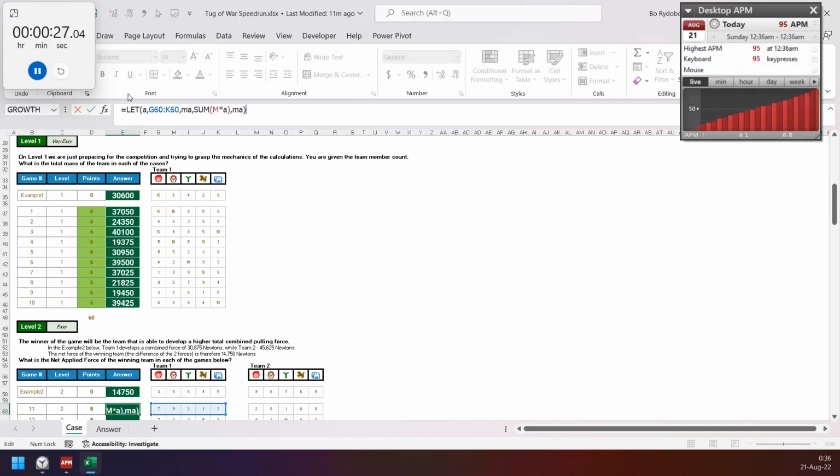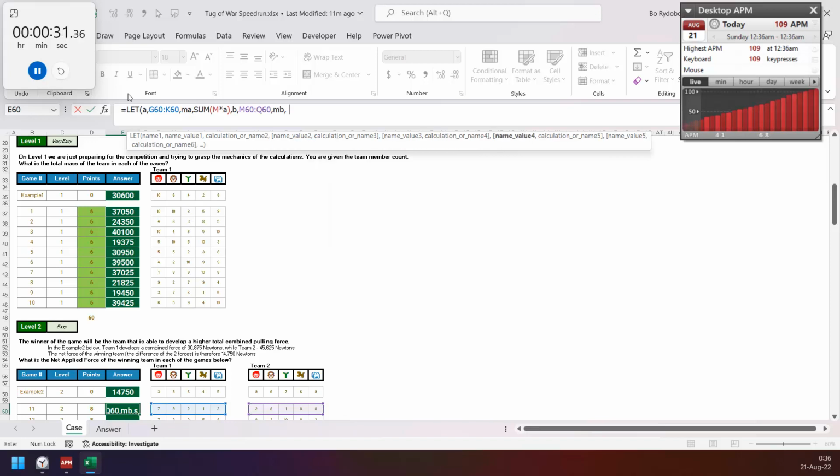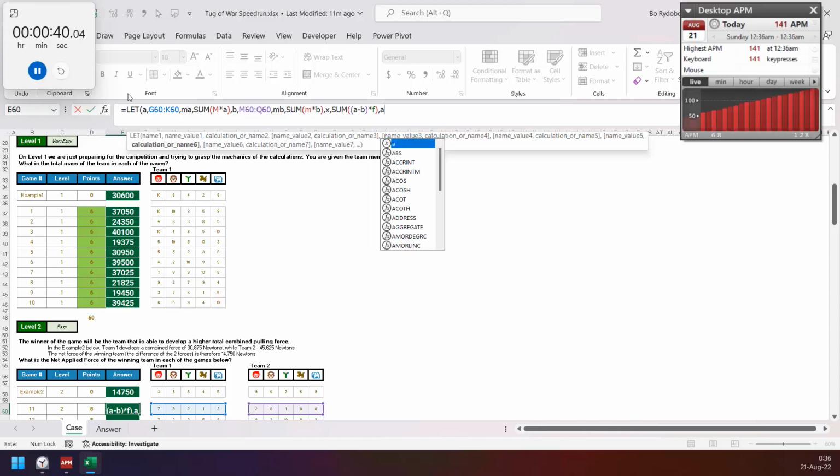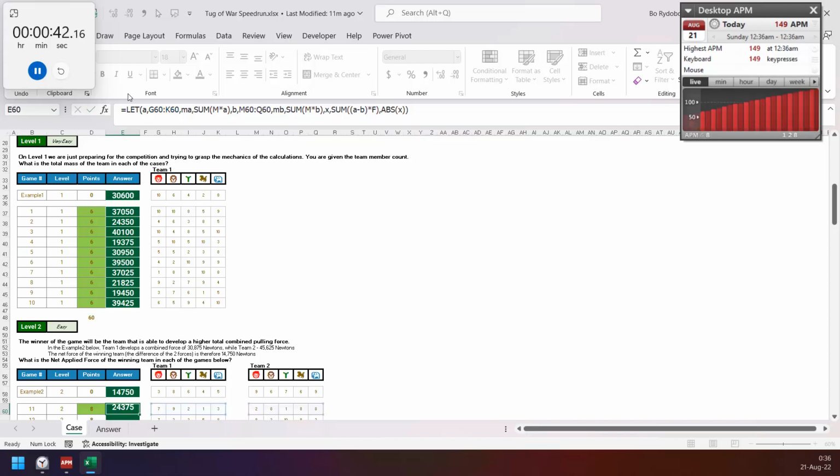Then next one, I need B, so B is the number of B team, and MB is the mass of B team here, and X is net force, so A minus B multiplied by force, and return absolute of force here.